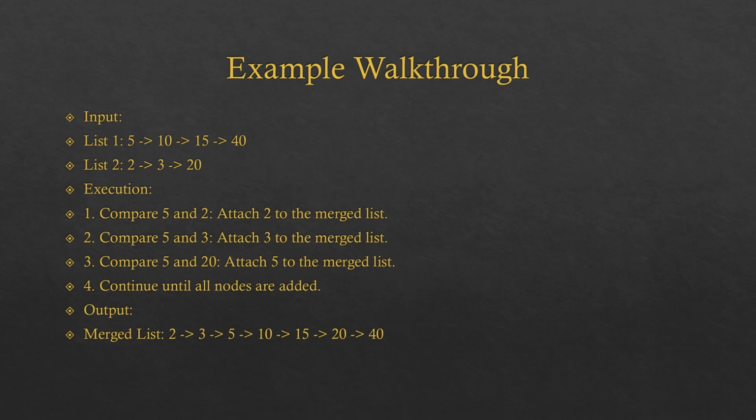Let's walk through an example. Given list 1: 5, 10, 15, 40 and list 2: 2, 3, 20, the algorithm compares the first nodes from each list. It attaches 2 to the merged list, then compares 5 and 3, attaches 3, and so on until the final merged list is 2, 3, 5, 10, 15, 20 and 40.